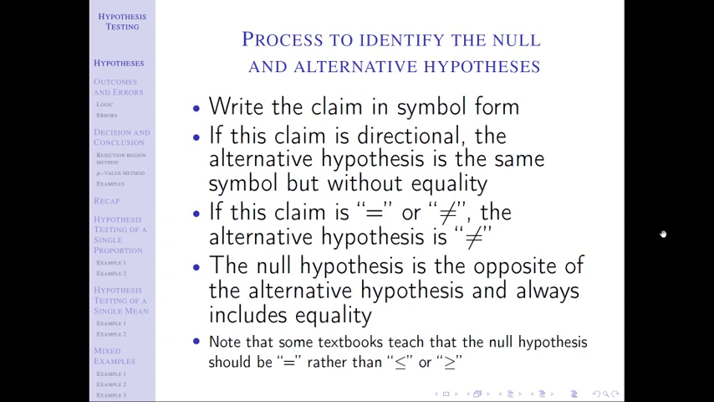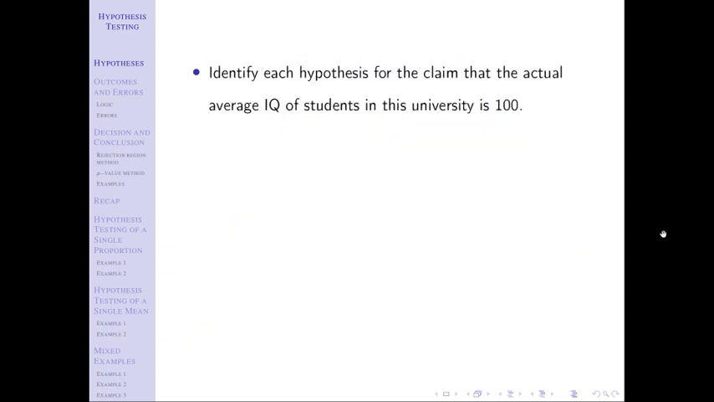And so let's look at some examples. Identify the hypotheses for the claim that the actual average IQ of students in this university is 100. So first off, we know that we have to identify some parameter. How do I know what parameter? First off, how do I confirm that? Well, notice you see the word actual. Anytime we see the words all, real, known, true, actual, these are all population words.